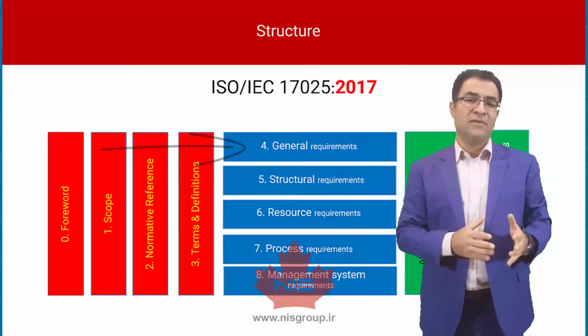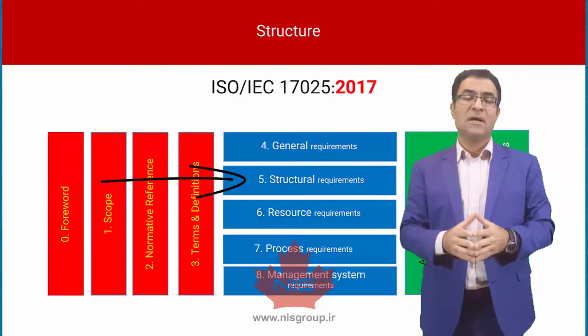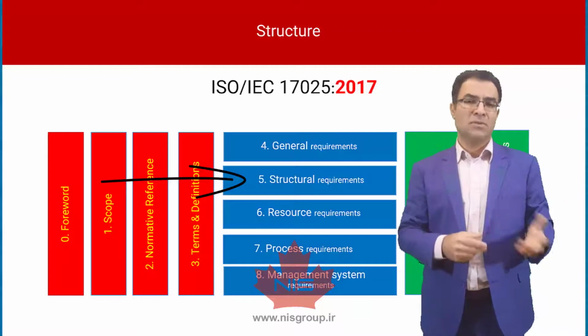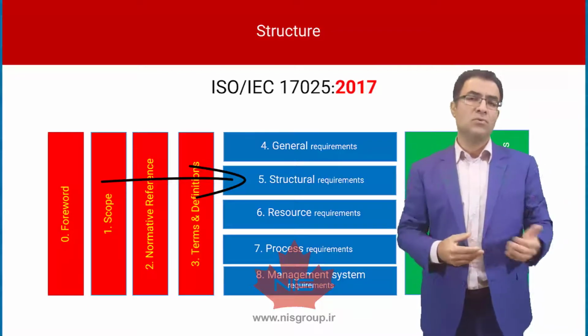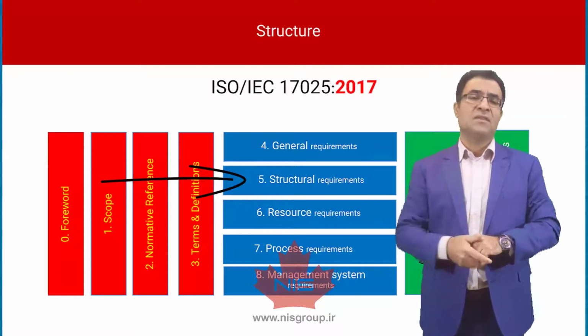Then in clause 5, which is called structural requirements, the standard talks about the structure of any laboratory. It talks about the organization chart of the laboratory, their responsibilities, authorities, roles, and things like that.